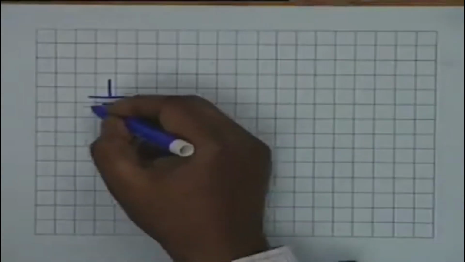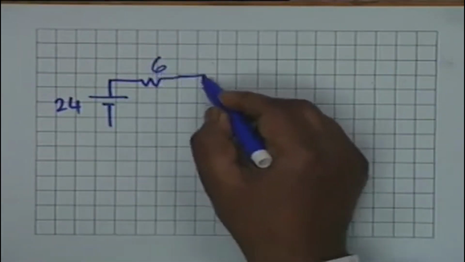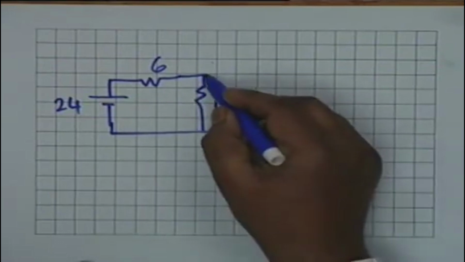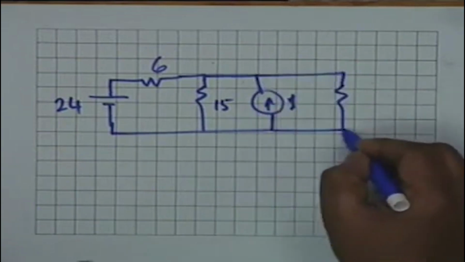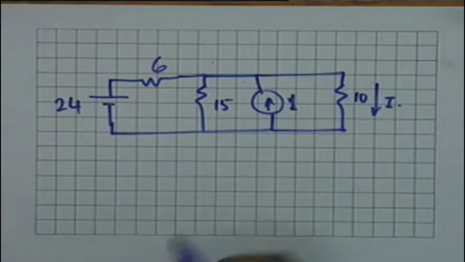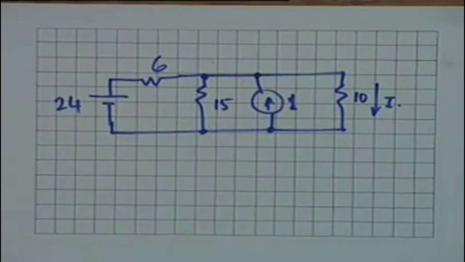This is one network which we have taken repeatedly as an example. It's the same network that we shall take. 24 volt source, 6 ohm resistance, 15 ohm. Then we have a 1 ampere current source in parallel with a 10 ohm resistance, and it is this current that we wish to find out. We have solved this network earlier, perhaps in the tutorial class also, to find out the current I by various methods: branch currents, loop method, nodal method, and so on and so forth. Now by source transformation you will see that we don't have to write any equation.